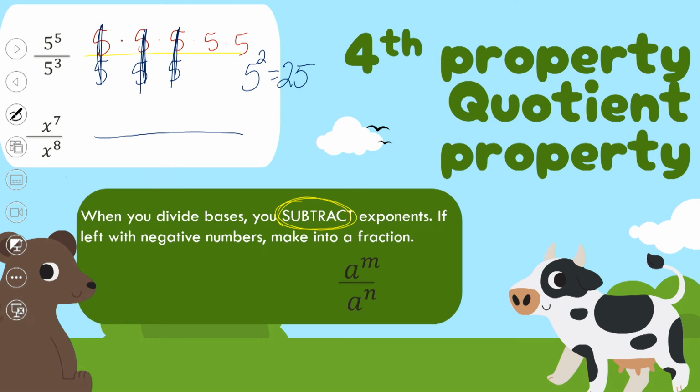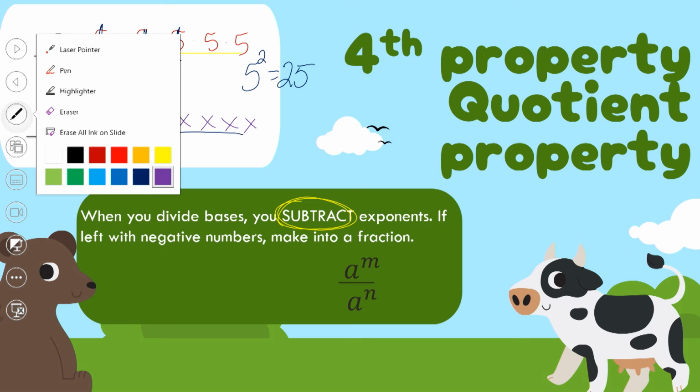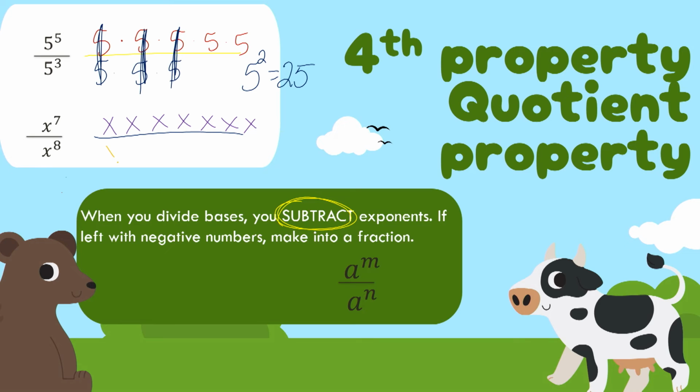So let's do purple. So I have 7 x's that are being multiplied to each other on top. 1, 2, 3, 4, 5, 6, 7. Now I have 8 that are being multiplied to each other on the bottom. 1, 2, 3, 4, 5, 6, 7, 8. We're going to do the same thing that we did and subtract them. I'm subtracting this one, this one, this one, this one, this one, this one, this one. Oh, I'm left with 1 on the bottom.